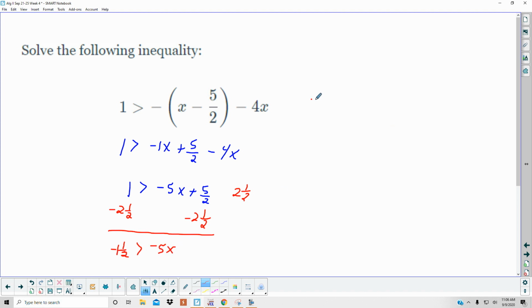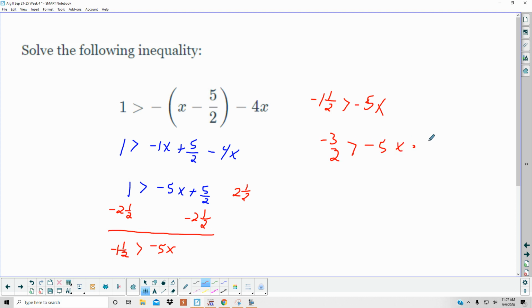So I'm going to write it over here. Minus 1 1/2 is greater than negative 5x. Just like the other ones, before I divide, I need to write this as an improper fraction. 1 times 2 is 2, plus 1 is 3, negative 3 halves is greater than negative 5x.